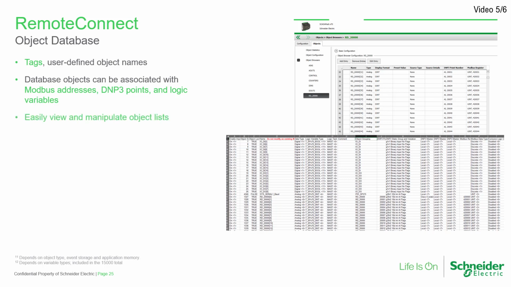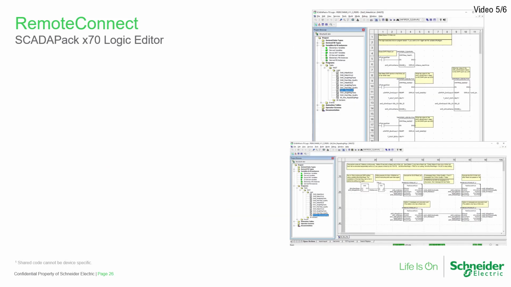Object lists can be created and manipulated with powerful group, ad hoc browsing lists, filter, and sort functions. They're scalable with support for large object databases of up to 15,000 objects, including up to 6,000 logic-connected objects. There's also an export from and import to Microsoft Excel feature to save engineering time with external editing and templating of configurations. RemoteConnect includes the SCADAPack X70 Logic Editor.